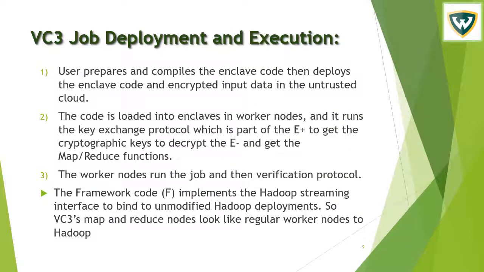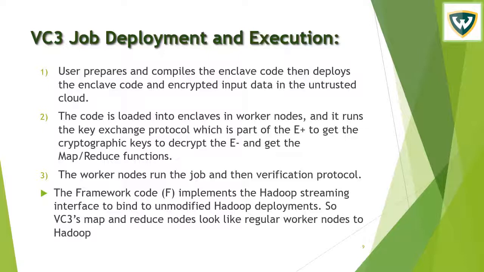Here we summarize the VC3 job deployment and execution flow. In the first step, the user prepares and compiles the enclave code to deploy the enclave code and the MapReduce encrypted input data in the remote untrusted cloud. As soon as the code arrives, it is loaded into enclaves in worker nodes in the cloud, and then it executes the key exchange protocol, which comes with the E+ code, or generic code, inside the enclave to get the cryptographic keys to decrypt the user private code, which implements the MapReduce functions. As soon as the user MapReduce functions get decrypted, in the third step, the worker nodes execute the job and the verification protocol.